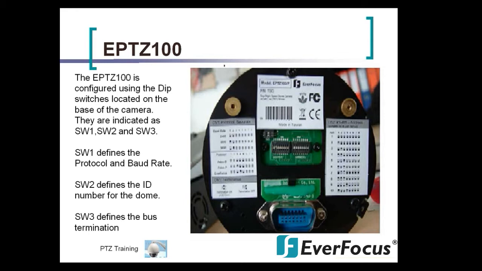The EPTZ 100 is configured using the dip switches located on the base of the camera. They are indicated as SW1, SW2, and SW3. SW1 defines the protocol and the baud rate. SW2 defines the ID number for the dome. And SW3 defines the bus termination.